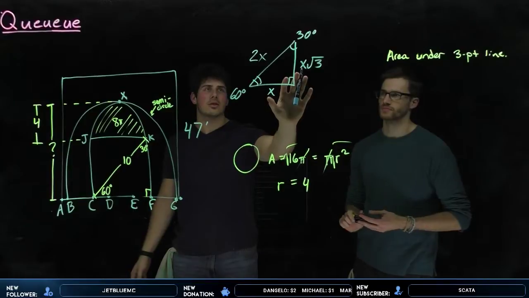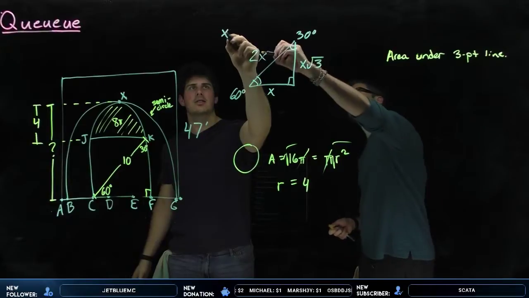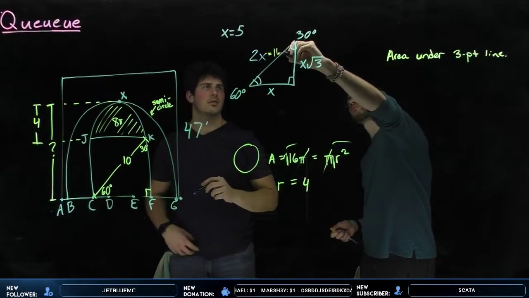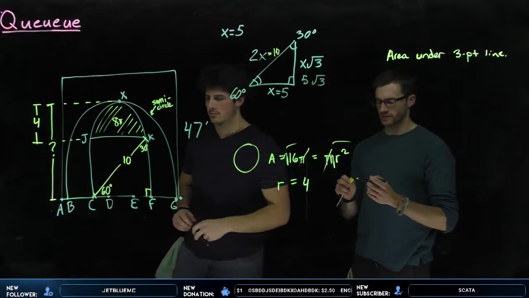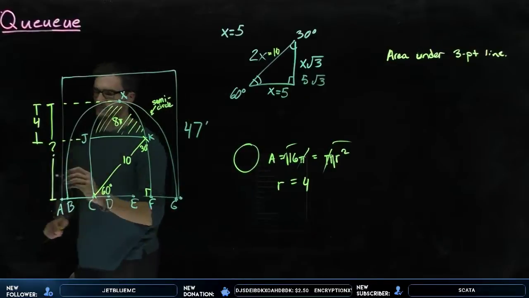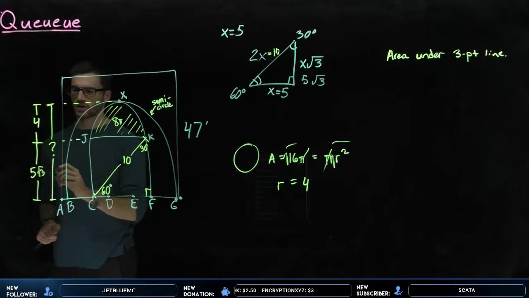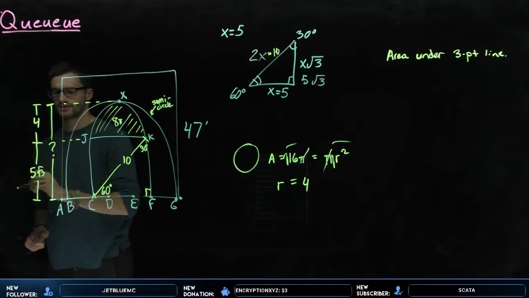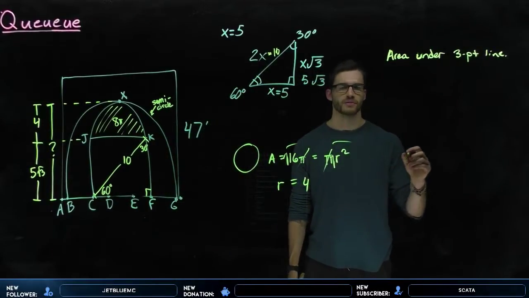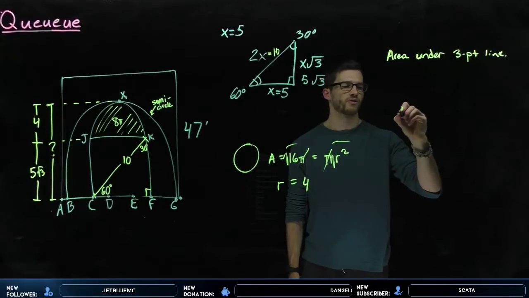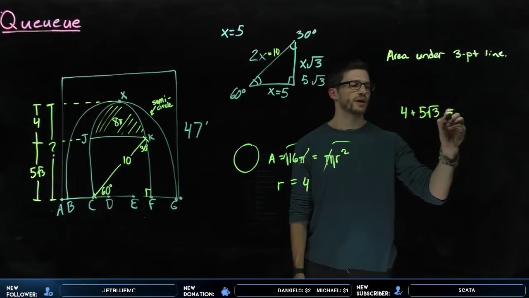Okay, so if we know that our hypotenuse is 10, that means x equals 5. Meaning that this is now 5 root 3. Which is a gross number. So this is 5 root 3 now. Now we know that this entire length is 9. No, it's not. It's 4 plus 5 root 3. And now 4 plus 5 root 3 is the radius of our circle.